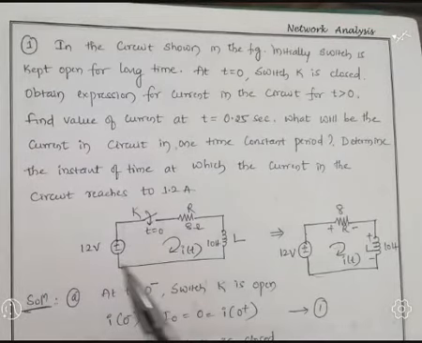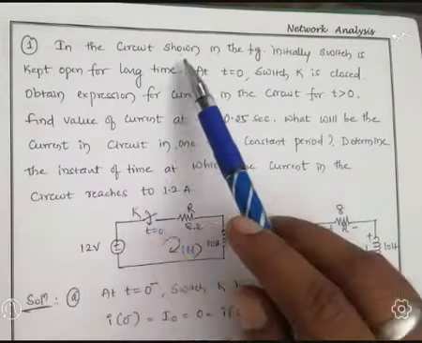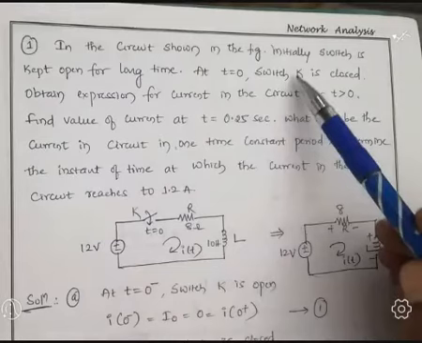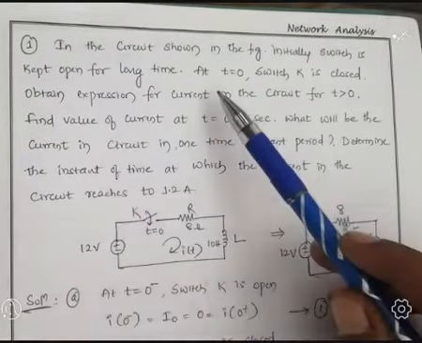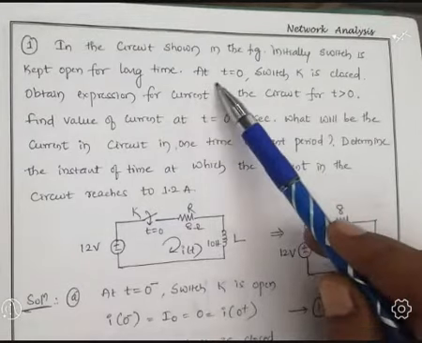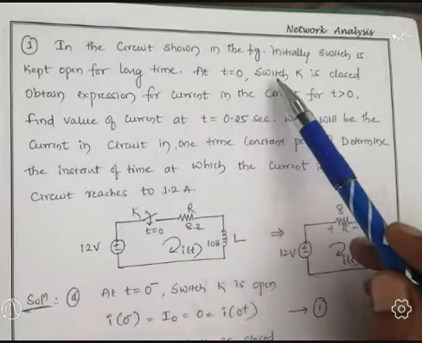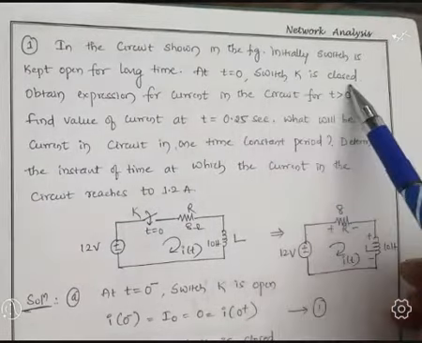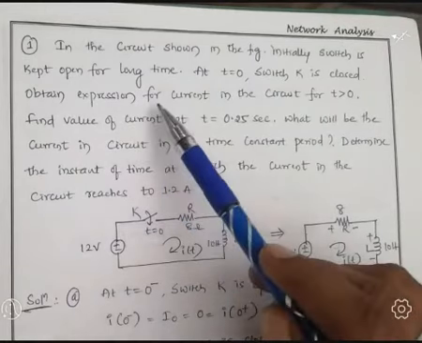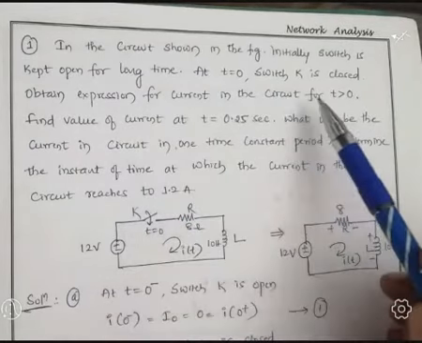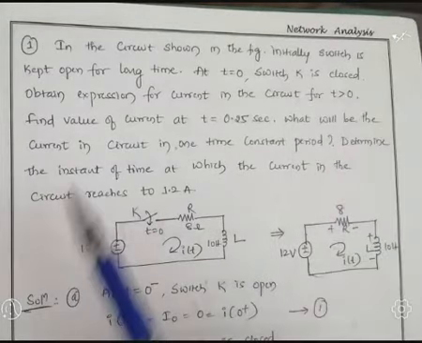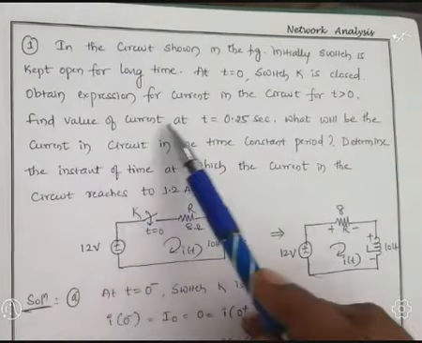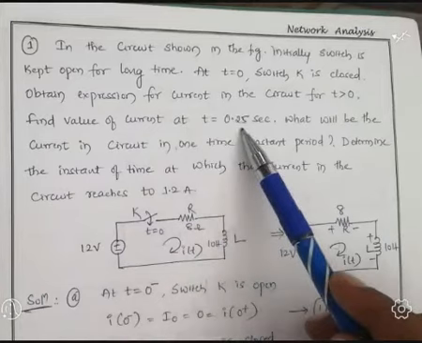In this example, in the circuit shown in the below figure, initially switch is kept open for a long time. Then at time t equal to 0, switch K is closed. Obtain expression for current in this circuit for t greater than 0. Find the value of current at time t equal to 0.25 seconds.